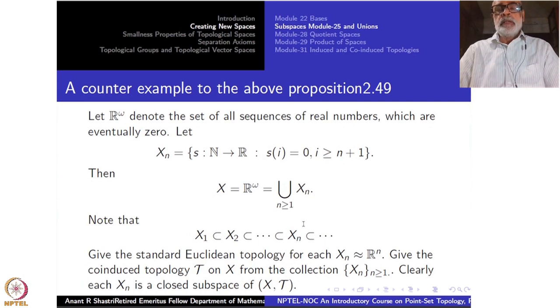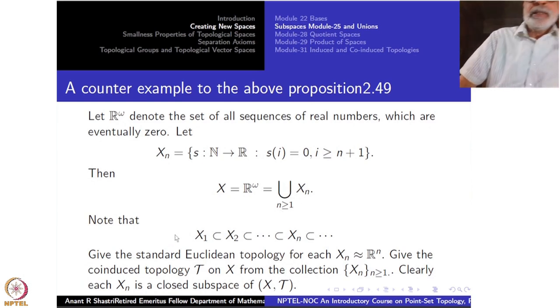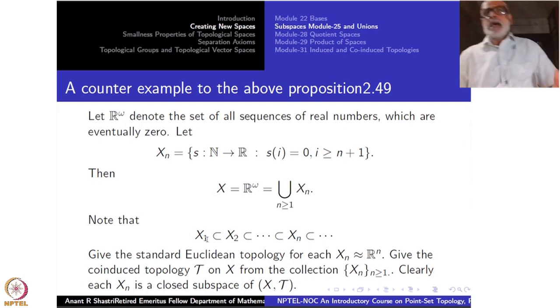to be the increasing union of Xn's. X1 consists of only the first entry being free, all other entries are 0. X2 will have the first and second entries free and all other entries 0, and so on. So it's an increasing union of Xn's. Under the usual topology, R contained in R cross 0, contained inside R cross 0 and so on, right? So these are all closed subspaces. One is closed in the other. X1 is contained in X2, contained in Xn and so on. Xn will be closed in Xn plus 1 and so on.